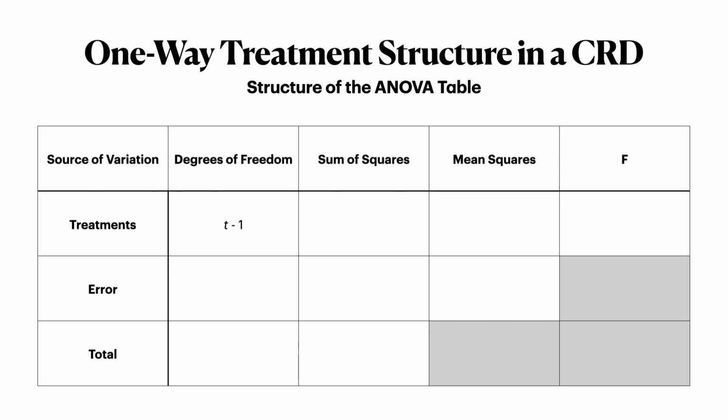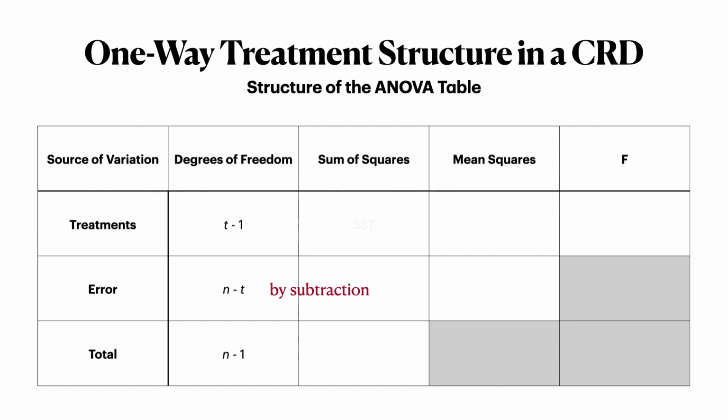The second column is the number of degrees of freedom associated with each of those sources of variation. And so you can see here that for the variation due to treatments, where we have T treatments, there are T minus 1 degrees of freedom associated with that source. We also know that there are N minus 1 total degrees of freedom, N being the total sample size. And then to get the number of degrees of freedom associated with error, all we have to do is subtract T minus 1 from N minus 1. And so you can see here that for this one-way ANOVA, we have N minus T error degrees of freedom.